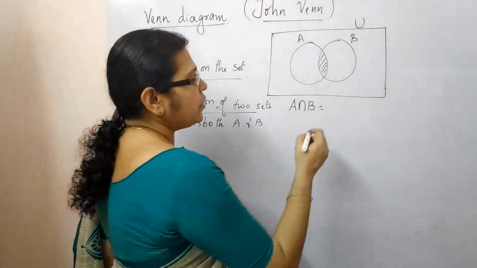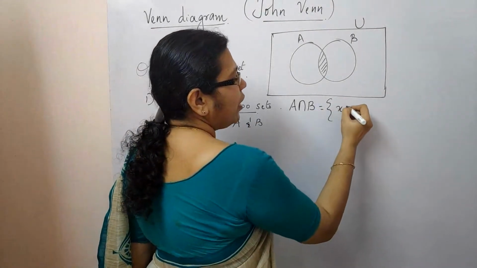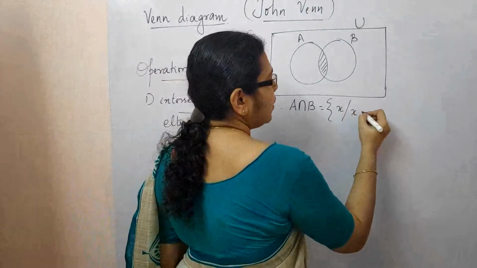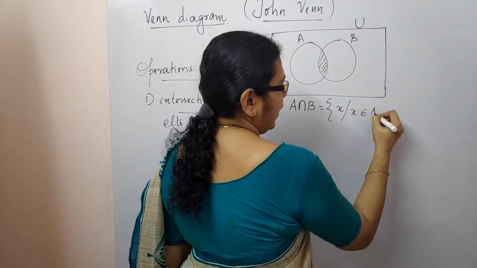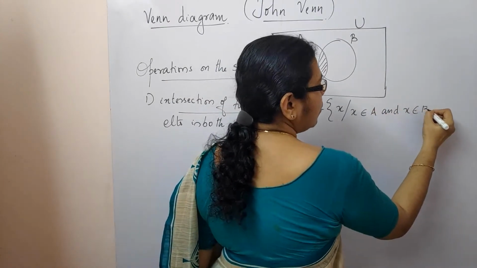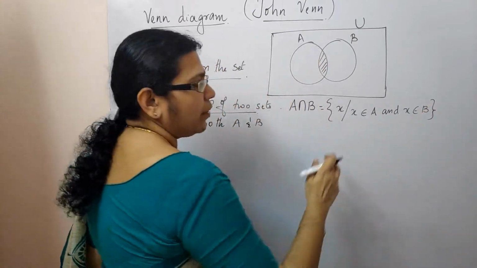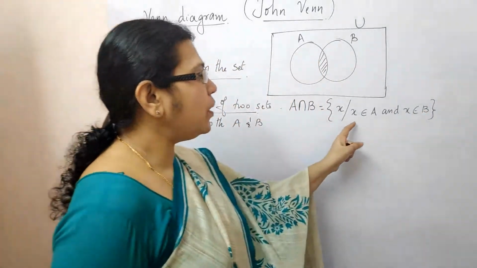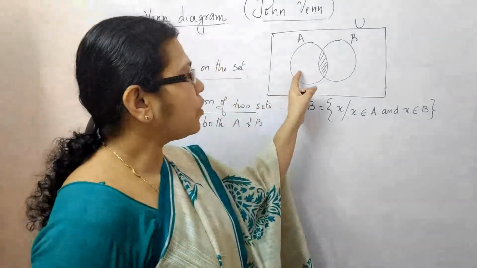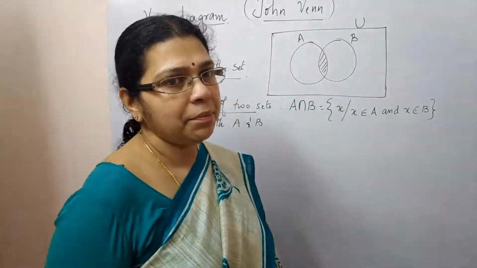So, A intersection B is the set of all x such that x belongs to A and x belongs to B. This is how I notate belongs to. x belongs to A and x belongs to B. That is, it is common to both A and B.